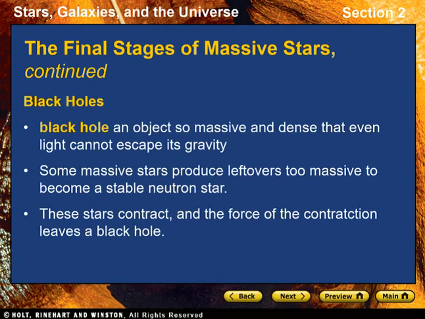Black holes. Some massive stars produce leftovers too massive to become stable neutron stars. If the remaining core of the star contains more than 3 times the mass of the Sun, the star may contract further under its greater gravity. The force of the contraction crushes the dense core of the star and leaves a black hole. The gravity of a black hole is so great that nothing, not even light, can escape it.